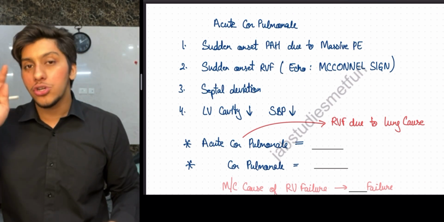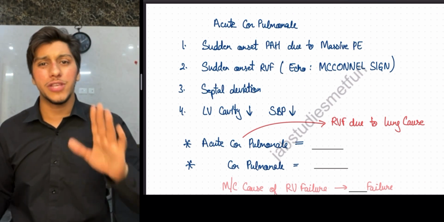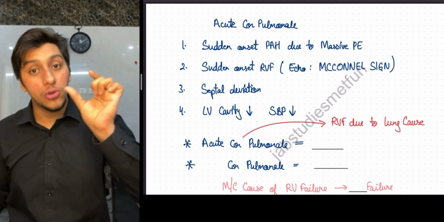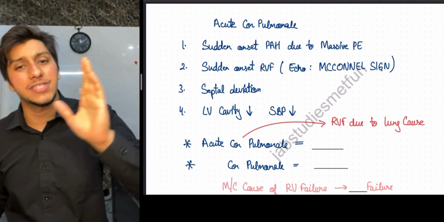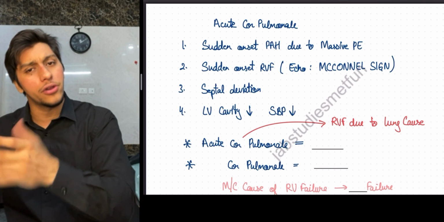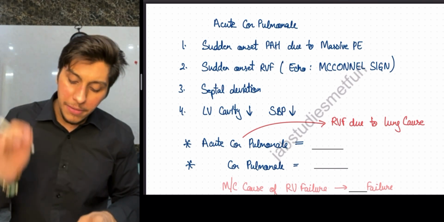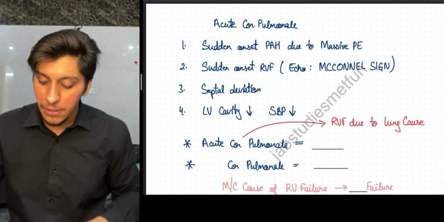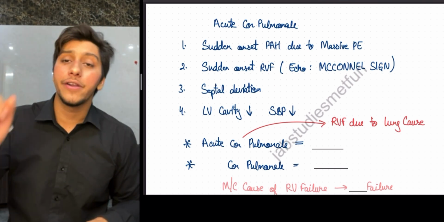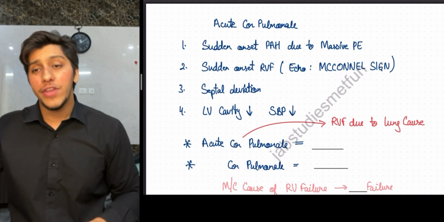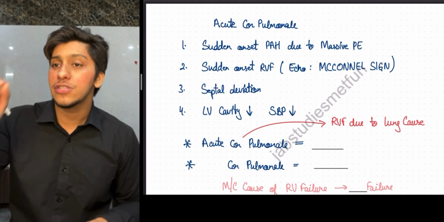Now remember, there are two types of pulmonary embolism. One is going to be massive. If it is only mentioned massive, then only consider massive. If it is just written PE, that is going to be submassive, the normal type. Sudden onset of pulmonary artery hypertension due to the massive pulmonary embolism, you will have a sudden onset of right ventricular failure. When you do the echo, you find a sign which is known as the McConnell sign.